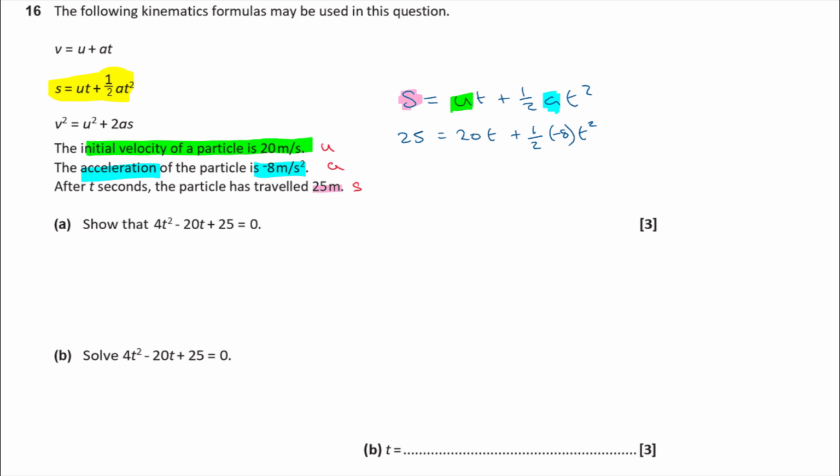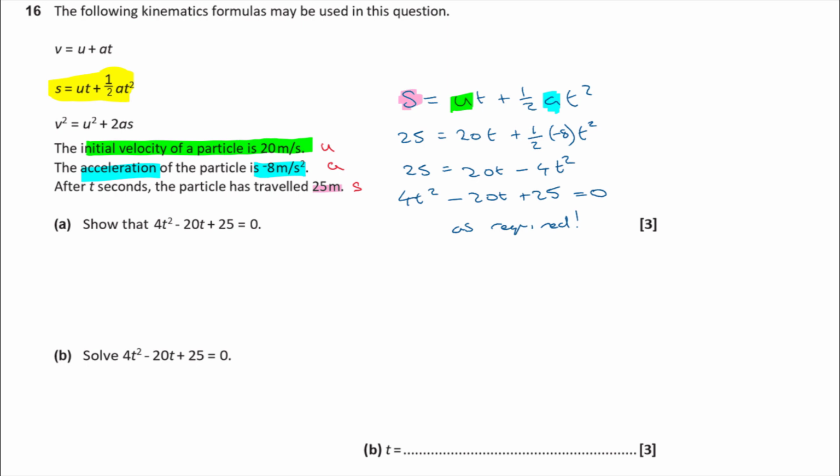So then just simplifying that a little bit, 25 equals 20t, half of -8, that's -4t squared then, isn't it? And then bring everything over to one side, so add 4t squared and take away 20t from both sides. I'm going to end up with 4t squared minus 20t plus 25 equals 0 as required. Okay, so that worked.